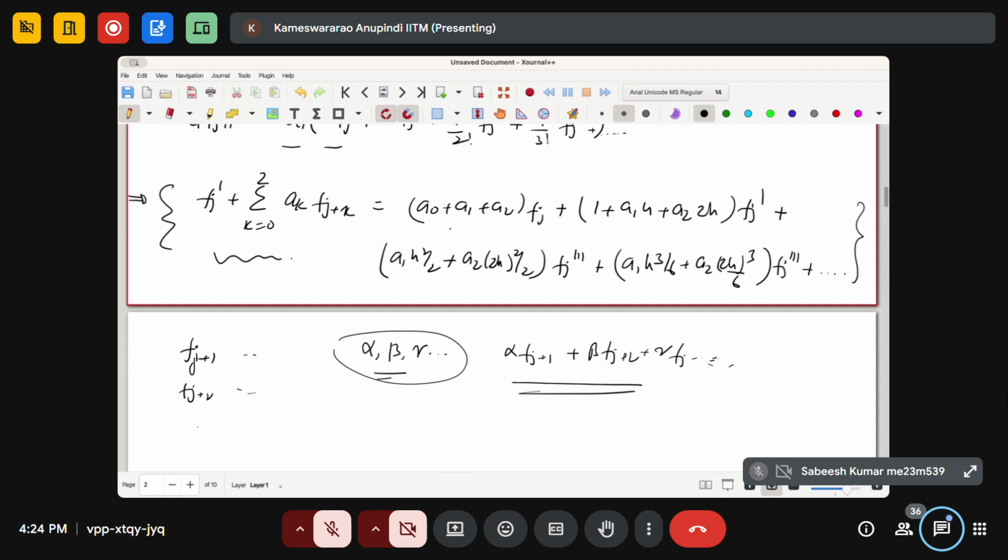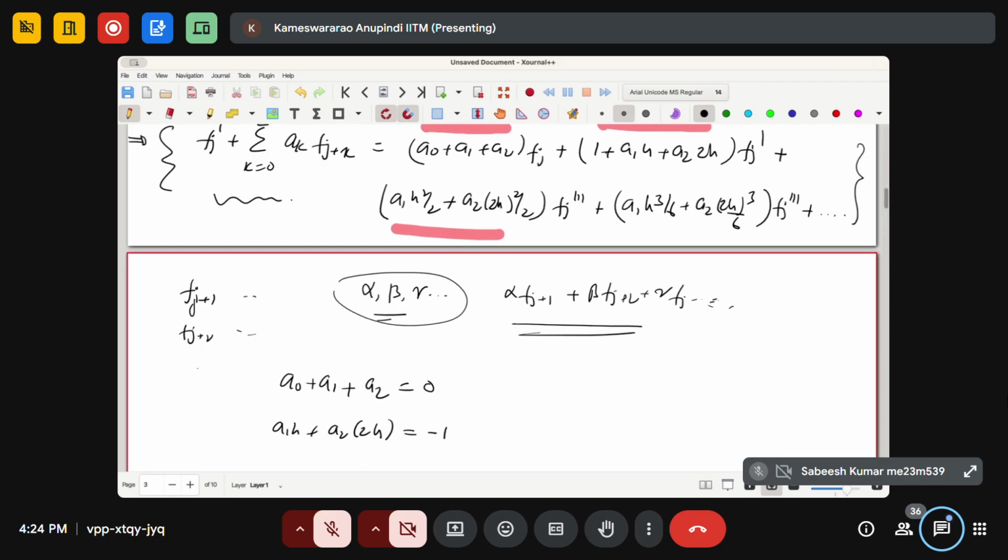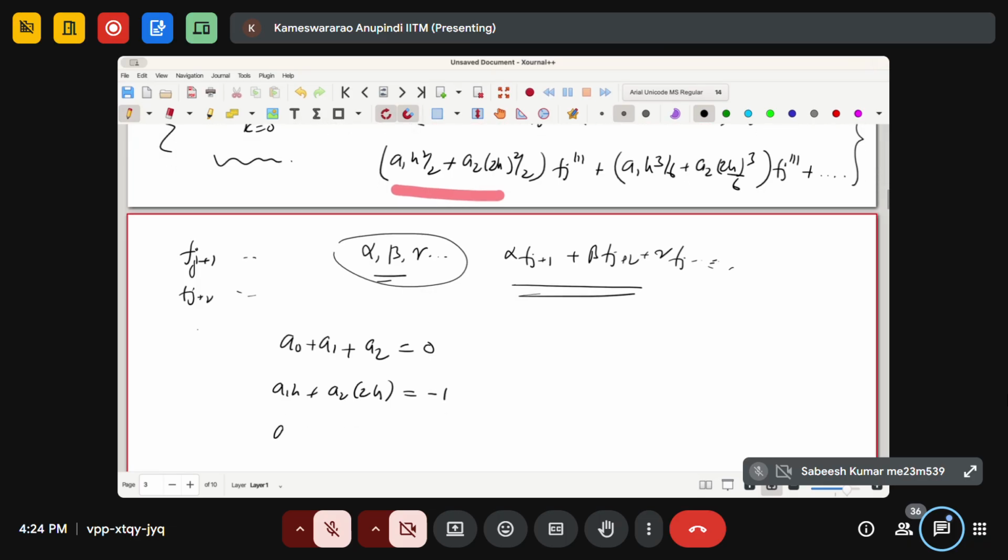Now I need to set as many coefficients to 0 as possible. That means I will set on the right hand side this term equal to 0, this equal to 0, and this equal to 0, because I have only 3 free coefficients. I will set the first 3 terms to 0. That means we have A0 plus A1 plus A2 equal to 0. And then we have A1 H plus A2 2H equals minus 1, right? I write 1 plus this thing, I send it to the right hand side. And then we have A1 H square by 2 plus A2 2H square by 2 equal to 0. Okay, so we have these 3 terms set to 0.